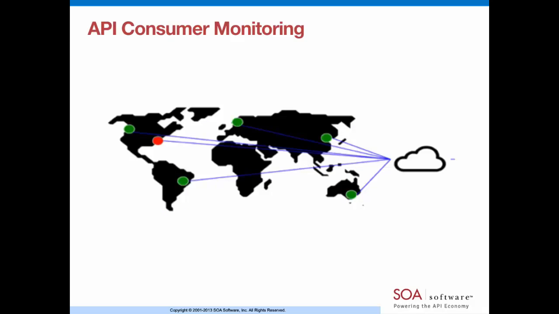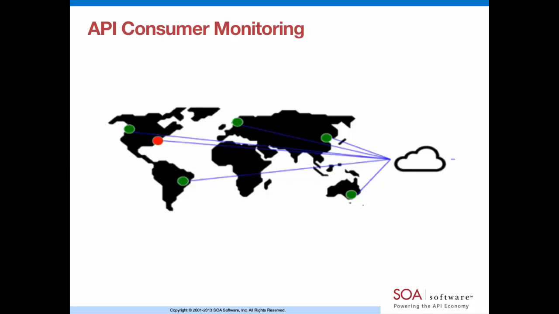But you really need an API consumer view. This is the second perspective. This is what API Science provides. It allows you to create multi-step monitors and model how your developers actually use your APIs. And then these monitors are geographically distributed across various locations around the world.